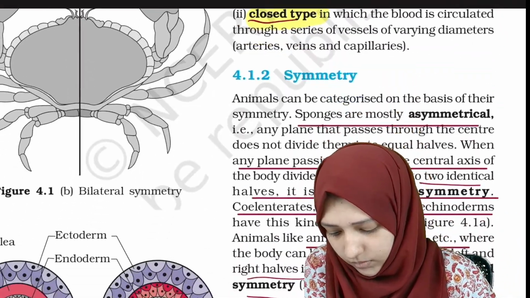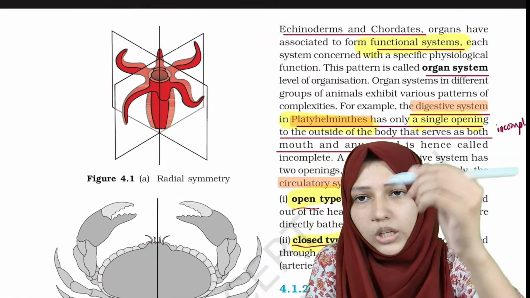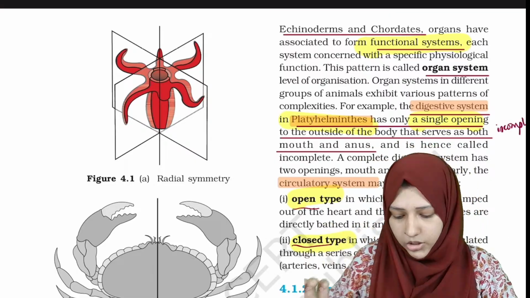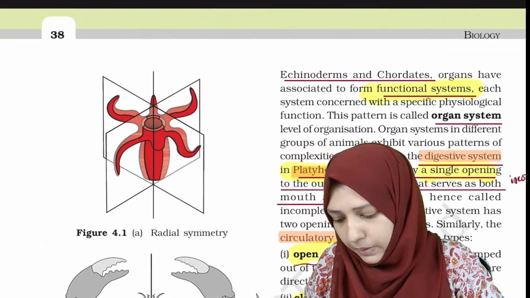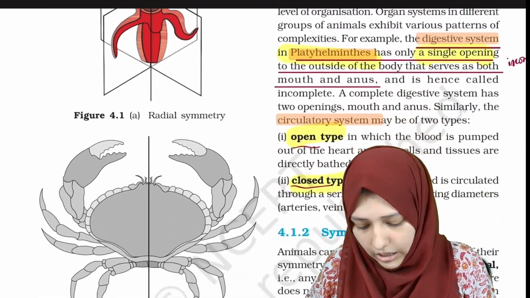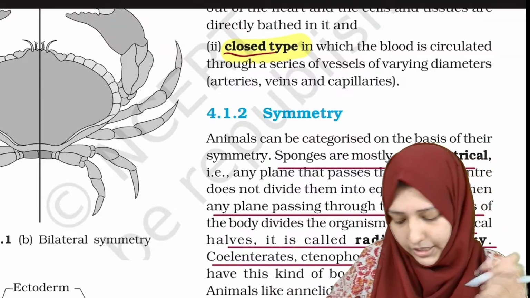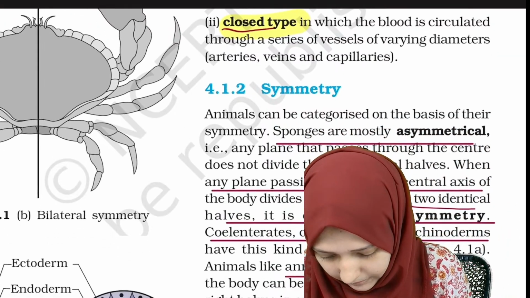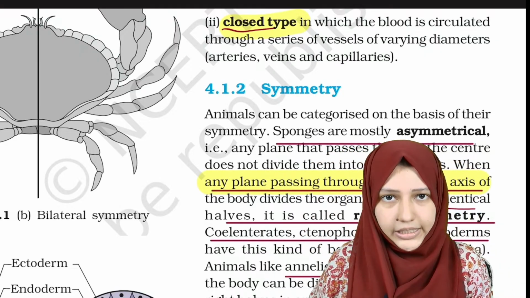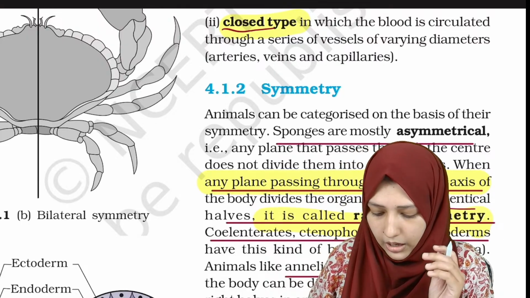Now symmetry. Symmetry is very easy. If any plane passing through the central axis can cut the organism into two identical halves, then it is known as radial symmetry. Please note the word: any plane.